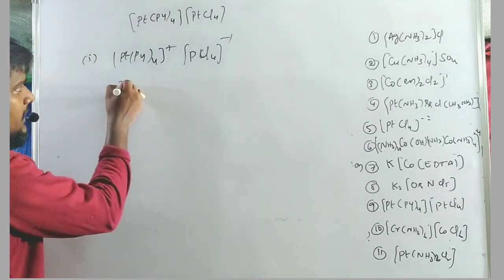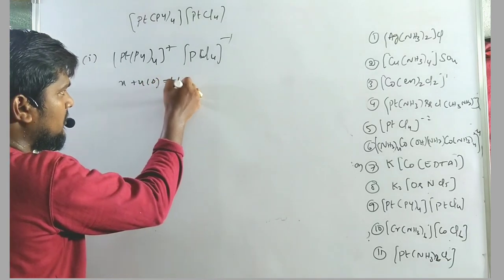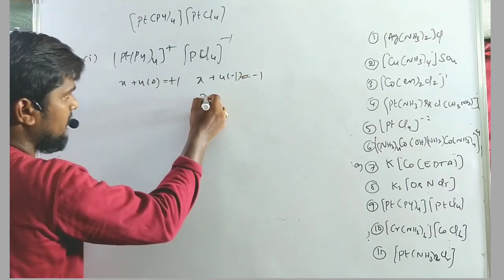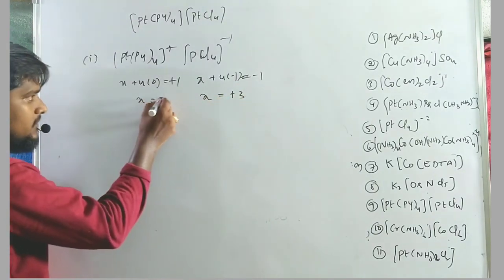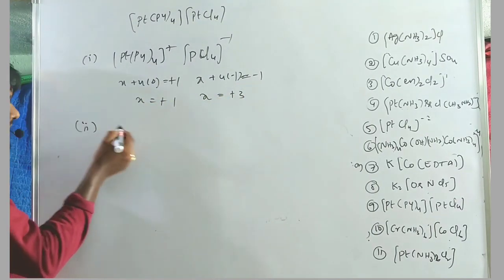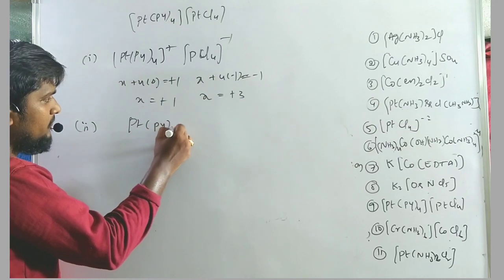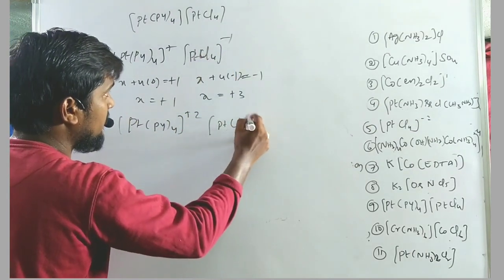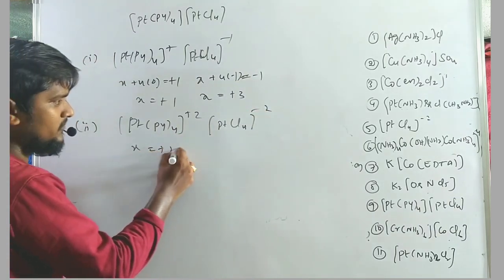Then x plus 4 into 0 is equal to plus 1, and x plus 4 into minus 1 is equal to minus 1. So x is equal to plus 3 here, and x is equal to plus 1 here. Now let us take the second assumption: [Pt(py)4] here is plus 2, [PtCl4] is minus 2, and here x is equal to plus 2.